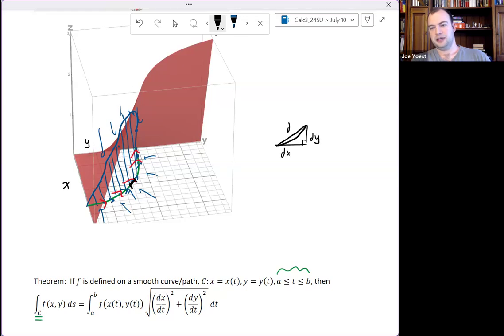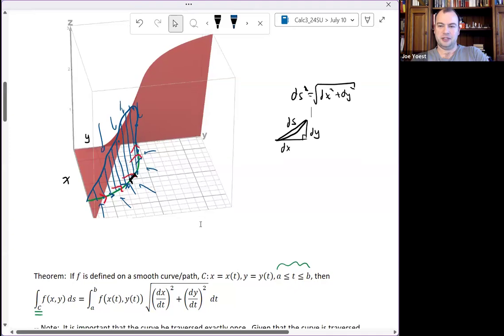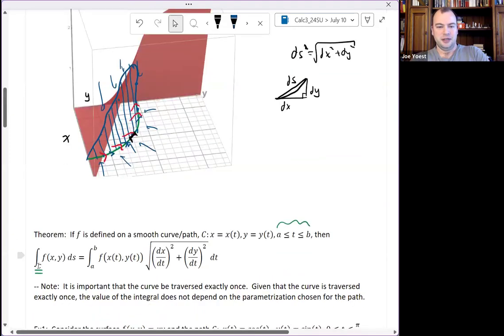dx, dy, ds, is approximately ds squared equals dx squared plus dy squared, or ds equals the root of dx squared plus dy squared. But I don't really know what to do with root dx squared plus dy squared at the end of my integral. If I just left this as the integral over C of f of xy root dx squared plus dy squared, what the heck do I do with that?